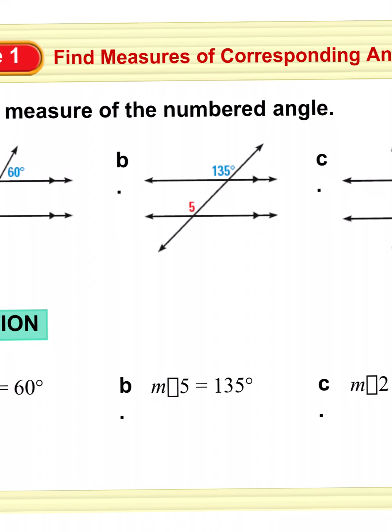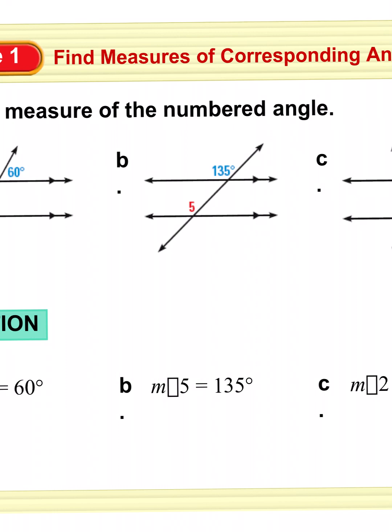Yep. Same side interior. So they're on the inside of the parallel lines and they're on the same side of the transversal. With those angle measures, they add up to equal 180. Okay, so if it gives you one of them, how are you going to find the other one? Subtract from 180. Yep.